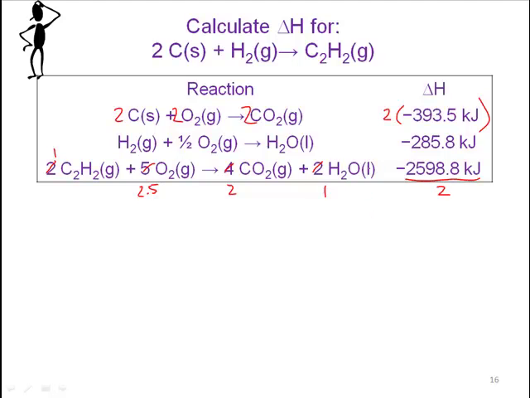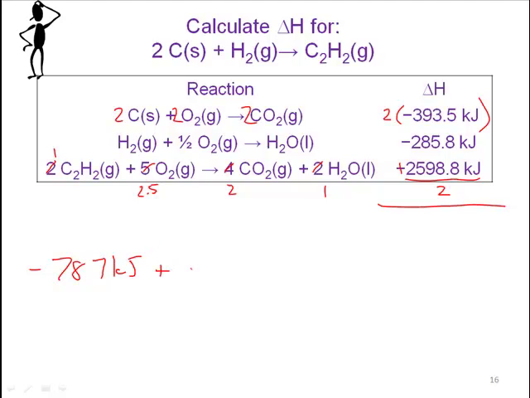Right? We reverse it. So that reverses the sign. The whole entire thing reverses, which I'm not going to write out, but I could if I wanted to. And then all we have to do is add these up together here. I'm not great at doing decimal math in my head, but I will just write this out. 2 times 393.5, so this equals negative 787 kilojoules for the first equation.